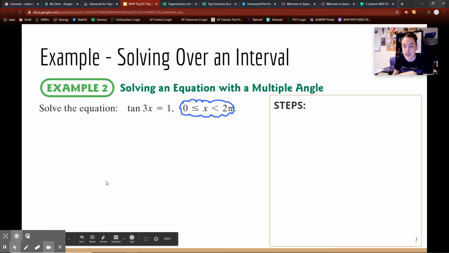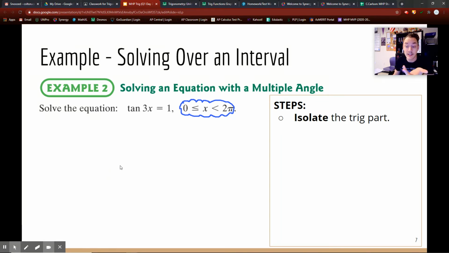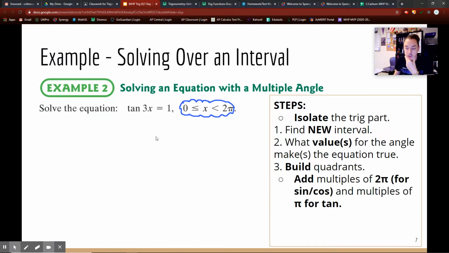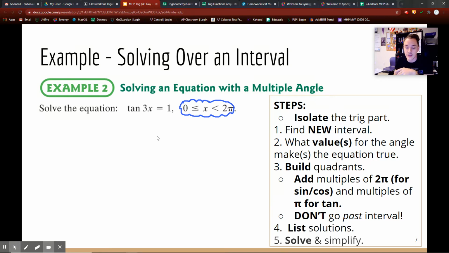Well, here are the steps. Step 1, technically like a prerequisite step: you want to isolate the trig part. That's always going to be the first thing. Clearly this one's isolated, so I don't have to do anything. The first step is find a new interval. I'm going to tell you what that means. And then the second step is you want to find the values that make that angle true, that make the equation true within the interval. You're going to build your quadrants and then add multiples of 2 pi, or pi for tangent. Don't go past the interval, and then list solutions, solve, and simplify. So these are kind of weird. I'm going to show you what it is.